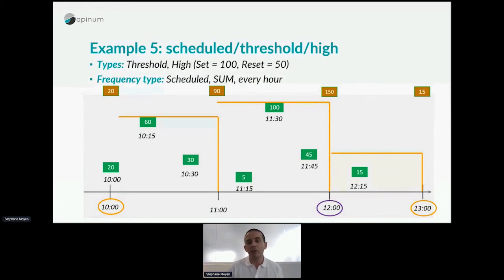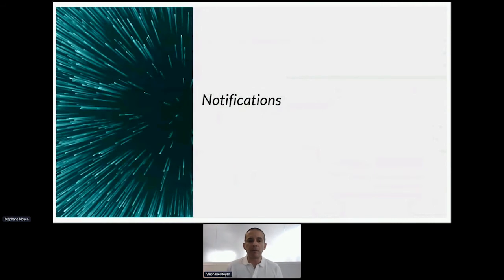So you have seen in those examples different types of values and configuration in which you can configure the ways the alarms are going to be notified, depending on the type of data you have and the kind of alarms you want to set up for your data points. And in the next slide, I'm going to talk about the notification types.